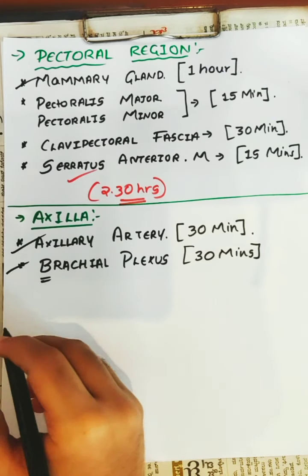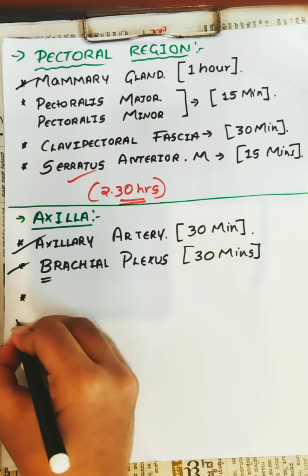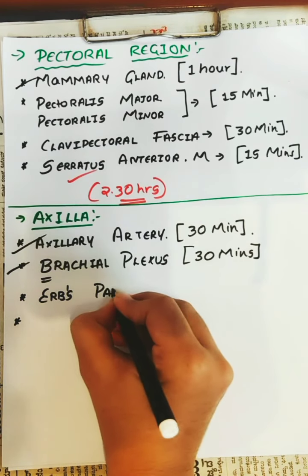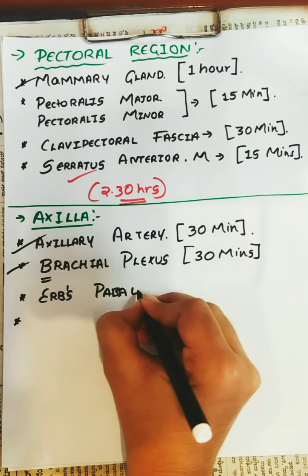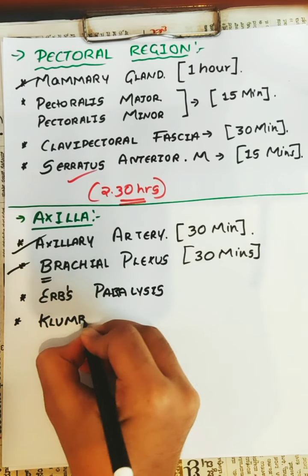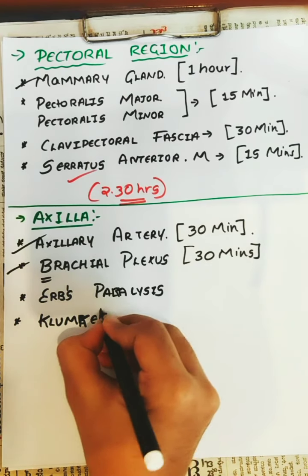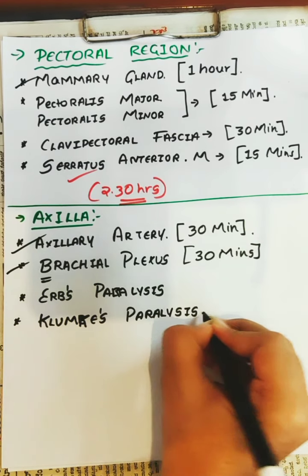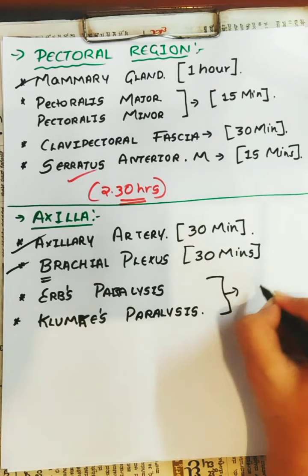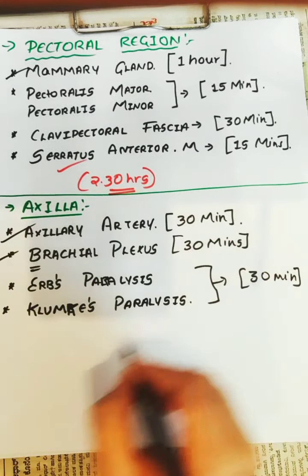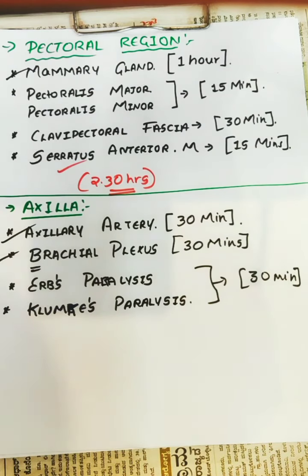Then the last 2 questions are clinical aspects: Erb's paralysis and Klumpke's paralysis. Erb's paralysis and Klumpke's paralysis. Try to complete these 2 paralyses within 30 minutes.